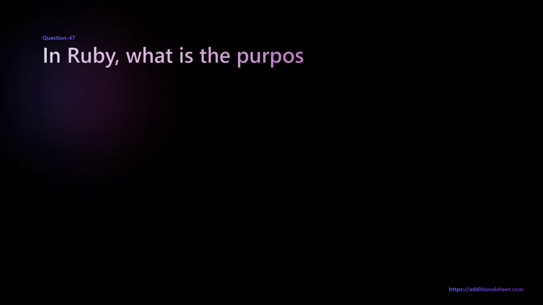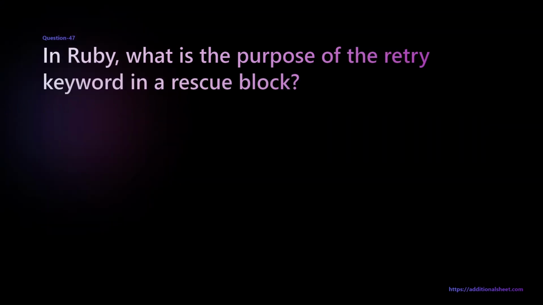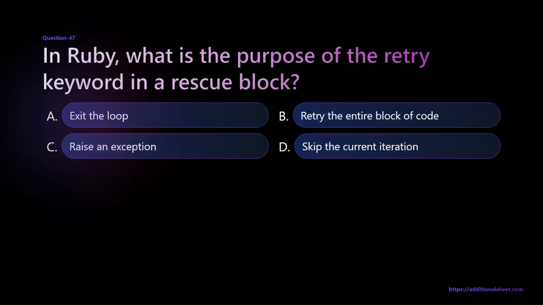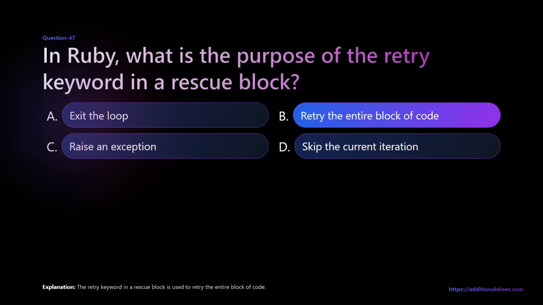In Ruby, what is the purpose of the retry keyword in a rescue block? Option A, exit the loop. Option B, retry the entire block of code. Option C, raise an exception. Option D, skip the current iteration. The correct answer is option B, retry the entire block of code.